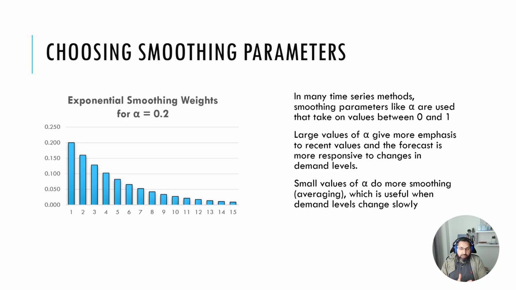So if you think you're in a stable business environment, use a small alpha. If you think you're in a very dynamic business environment where things change a lot, only recent values are applicable for the next month's forecast, then use a larger value of alpha.